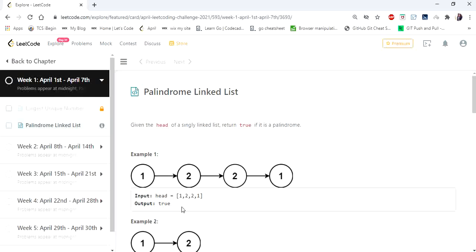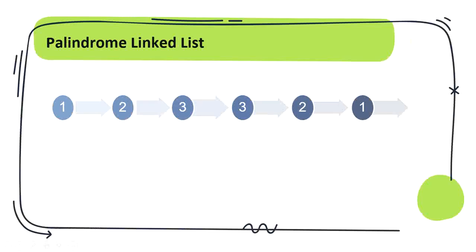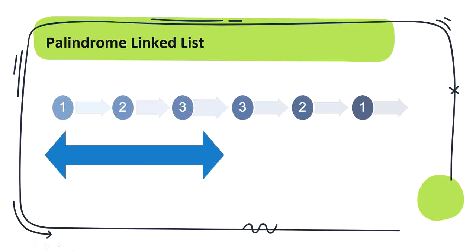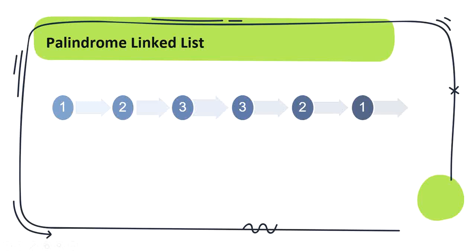So how are we going to approach this? Here the solution is we are going to find the middle of the linked list. Once we find the middle, we are going to reverse the rest of the list and compare the first half and second half of the list. If they are equal, then it is a palindrome. If not, it is not a palindrome.